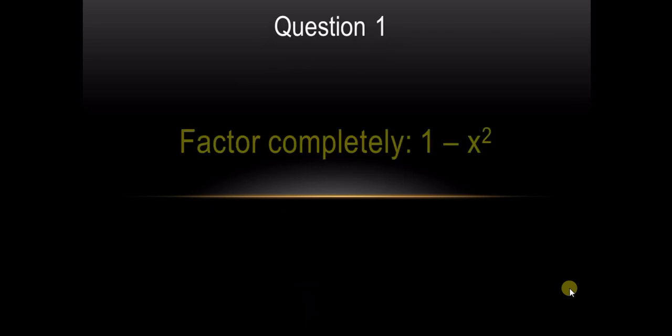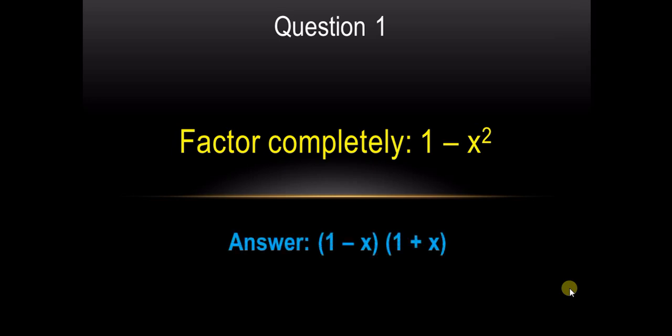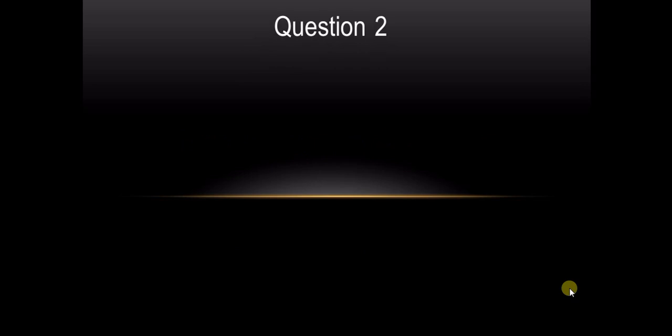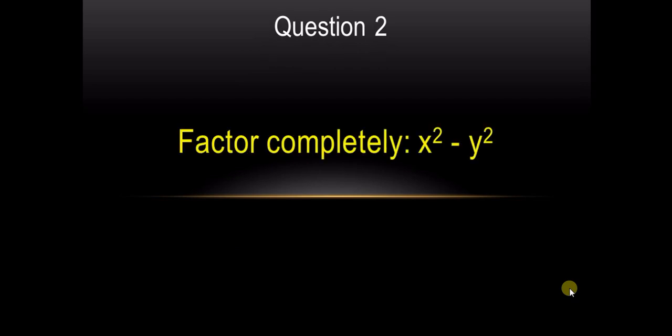Question number 1. Factor completely 1 minus x squared. Pause the video, and the answer is the quantity 1 minus x times the quantity of 1 plus x. Question number 2. Factor completely x squared minus y squared. Pause the video. And the answer is the quantity of x plus y times the quantity of x minus y.